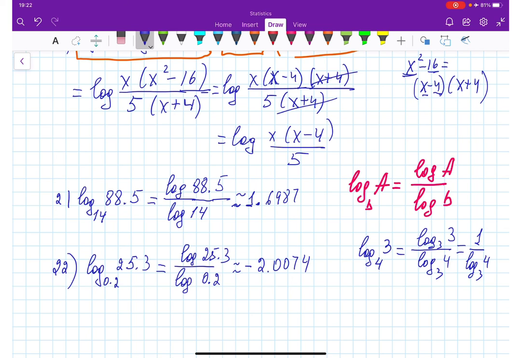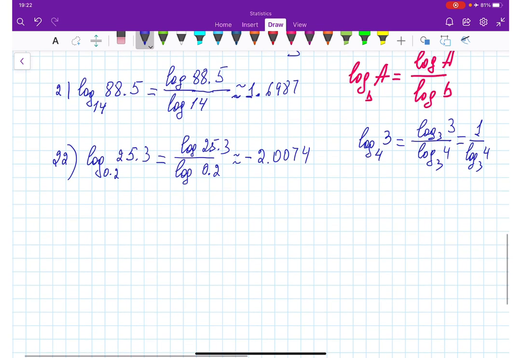Okay. And the last question, question number 23. We have log 76 by base pi. Okay, well, let's convert. I'm going to use natural logarithm, which is going to be ln 76 over ln pi. Okay, let me punch the numbers.